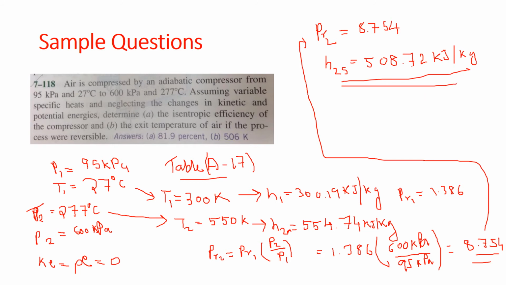Now you have h1, which we found from the table to be 300.19 kilojoule per kilogram. There is a small error I made earlier.